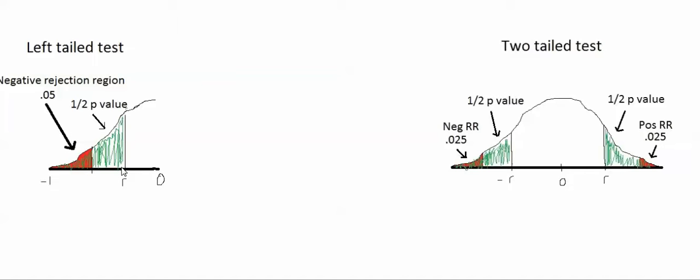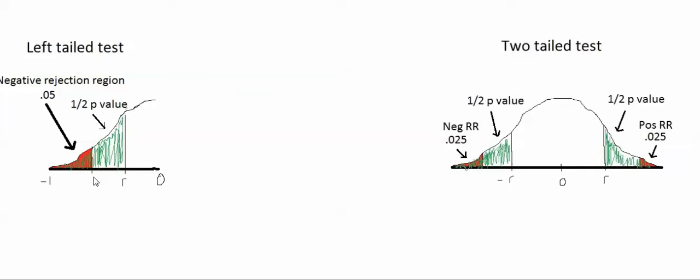Because since the red area is bigger, the critical value is moving closer to 0 than it would be in a two-tailed test. The red area is getting bigger, and the critical value, which is the starting point of the red area, is moving closer to 0, which means that the critical value is easier to reach in a left-tailed test.